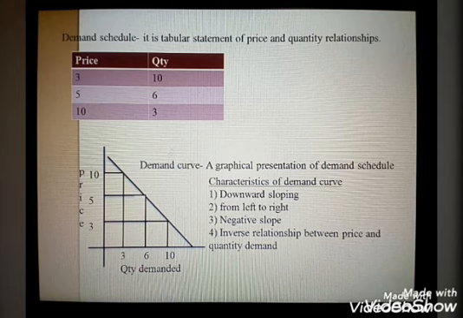Next, the characteristics of demand curve. The first point is that it is downward sloping. As you can see, the demand curve is downward sloping. Second, from left to right. Third, we know that there is an inverse relationship between the price and quantity demanded of a product. So, it is a negative slope. Demand curve is a negative slope.